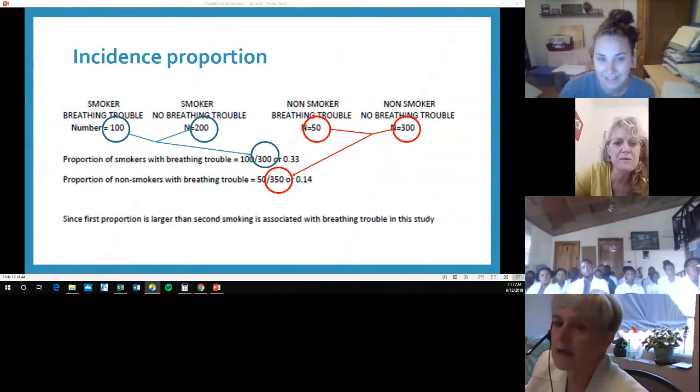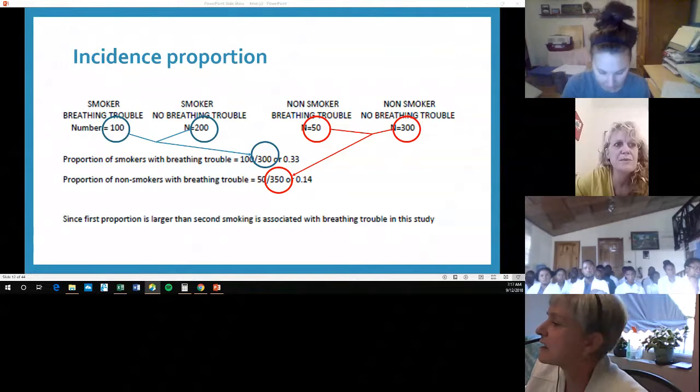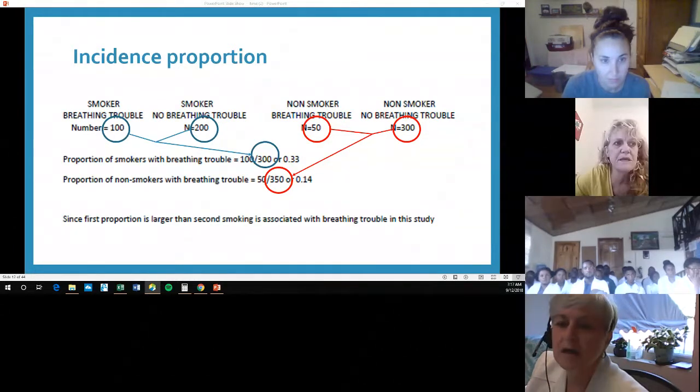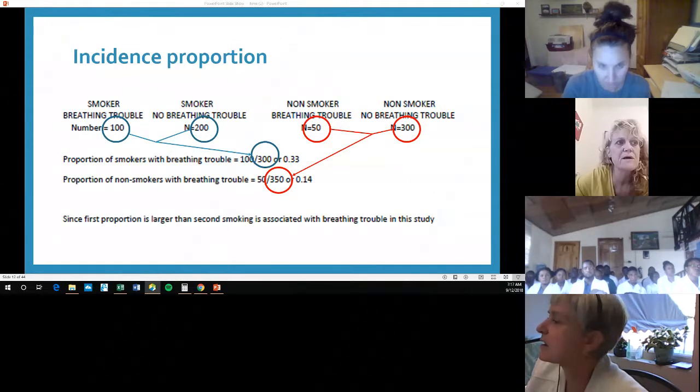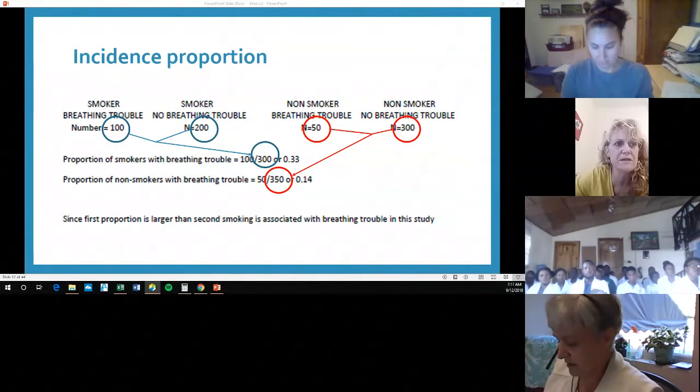This is correct, except I want to caution everybody that there's a typo in the slide, and instead of incidence proportion, it should say prevalence proportion. Okay, so prevalence proportion means the total number of people who were smoking was 300, and the number of people who had trouble breathing among the smokers is 100.